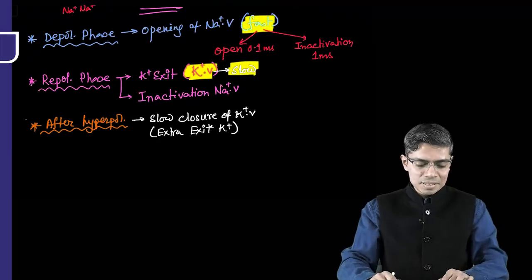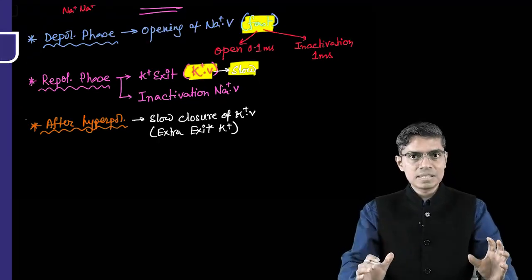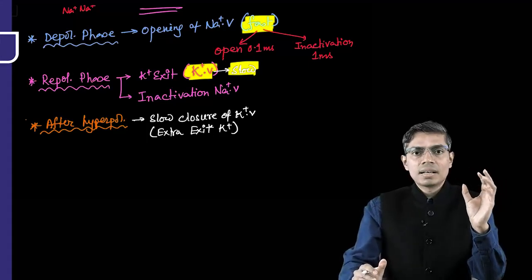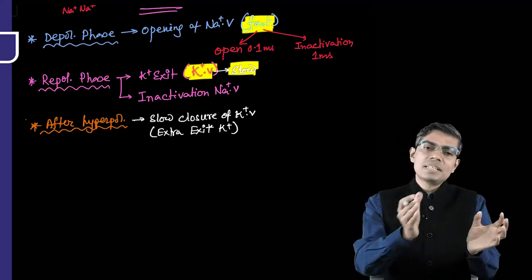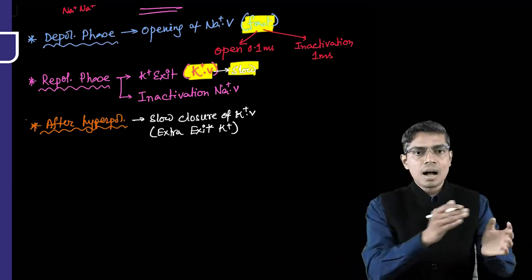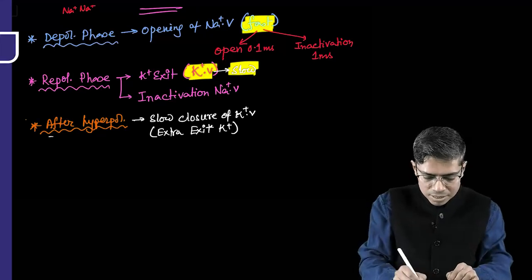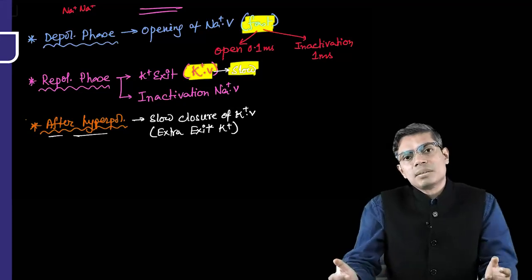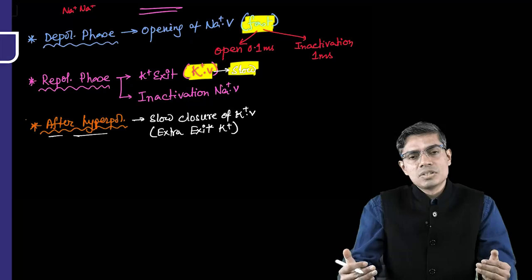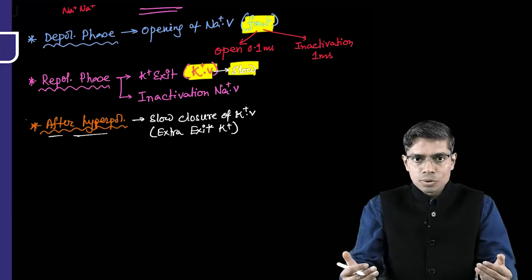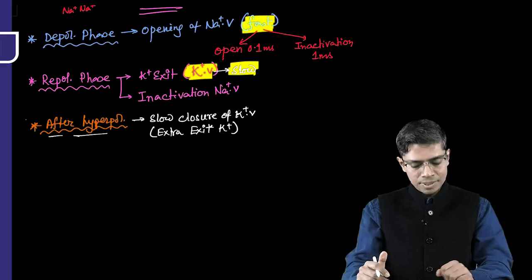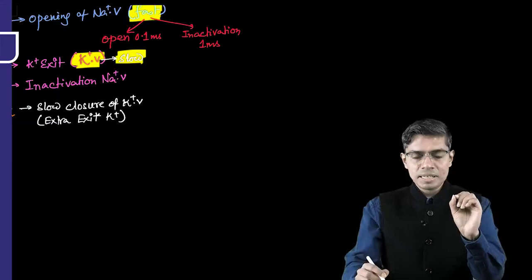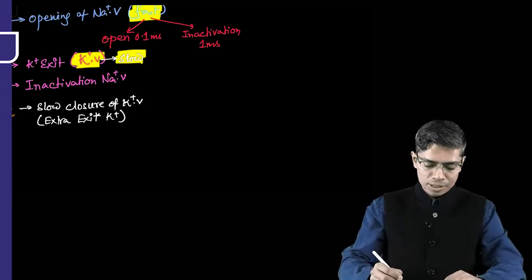So please remember these three basic phases of action potential: depolarization, repolarization, and after hyperpolarization, which is basically part of repolarization. Okay, and why is the after hyperpolarization happening? This is due to slow closure of the potassium channel. Now, also remember, potassium channel opening is a negative feedback phenomenon.